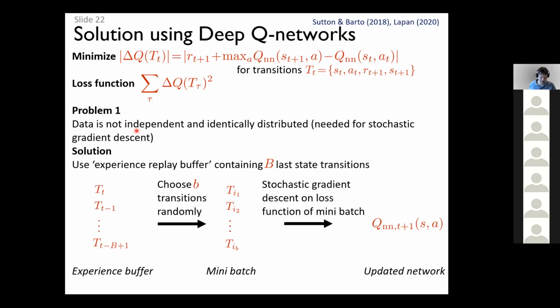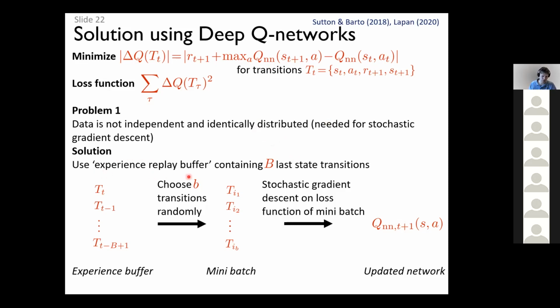And one problem is that data is not independent and identically distributed, which is something that is needed to do stochastic gradient descent. This is because, in one episode, one expects states to be quite correlated. So subsequent states are quite similar. And identically distributed is also not true because the Q network will change with time, because initially it's just random and then we learn, so they will not be identically distributed.